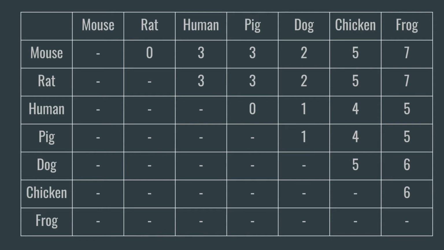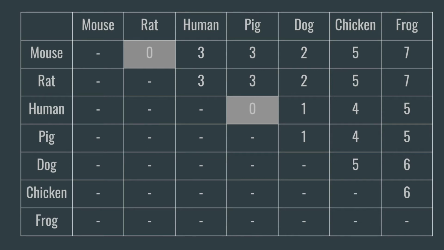Going back to the dataset that we have, the first thing we do is identify the differences between a mouse, a rat, a human, a pig, a dog, a chicken, and a frog. So we already have this differences matrix. From here, we are going to start constructing the cladogram. First, let us look for the organisms with the least differences. For our dataset, it is the mouse and the rat, and the human and the pig.